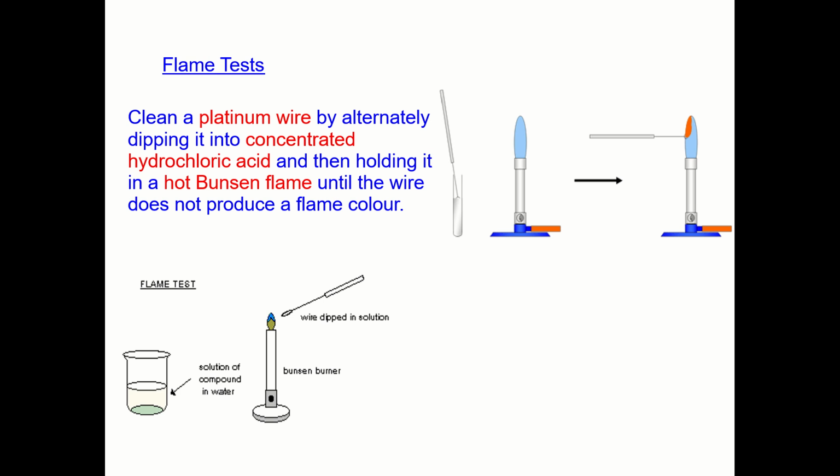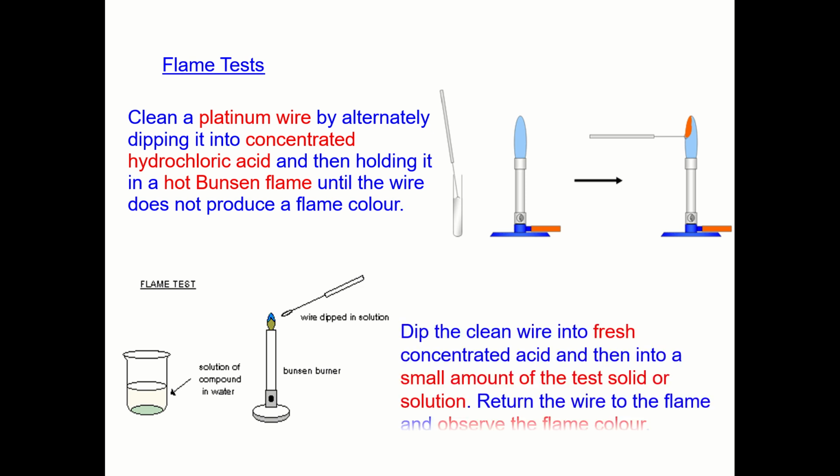And we also do it because when you dip this wire into the ionic compound, you want it to make the metal chloride, because the metal chlorides give much better flame colours, essentially because they're more volatile than metal sulfates and metal nitrates. So we dip that into a hot blue Bunsen flame, okay? Make sure that no colour is produced, okay?